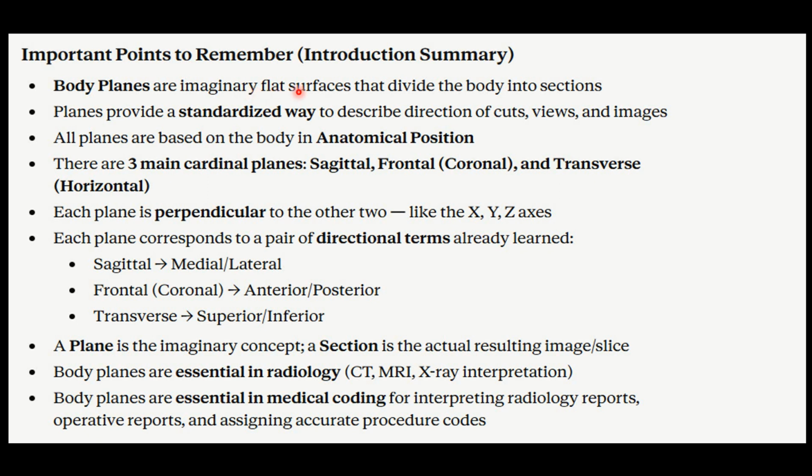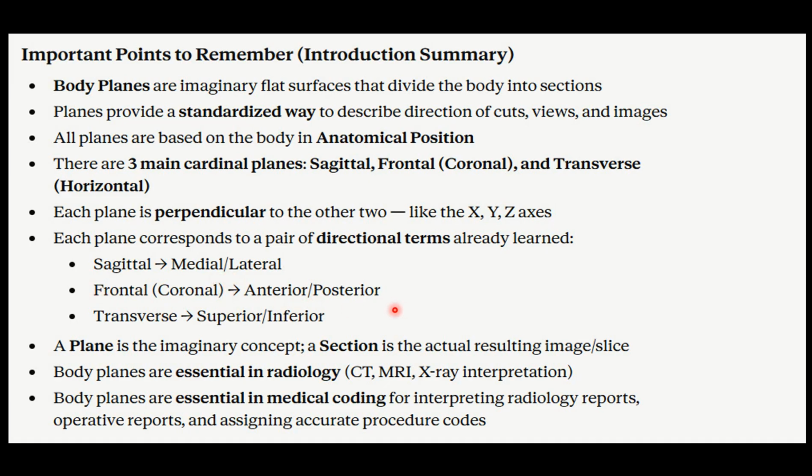The first point says body planes are imaginary flat surfaces that divide the body into sections. Planes provide standardized views, a way to describe the direction of cuts, views and images. The third point says all planes are based on the body in anatomical position. There are three cardinal planes: sagittal plane, frontal or coronal plane, and transverse or horizontal plane. Each plane is perpendicular to the others, like the x axis, y axis and z axis. Each plane corresponds to a pair of directional terms already learned, like sagittal for medial and lateral.